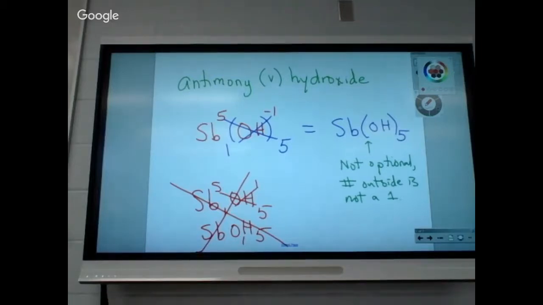I have a question. Is sulfur the same as sulfurous? No. You don't know the sulfurous acid? Just look it up on your sheet under acids.